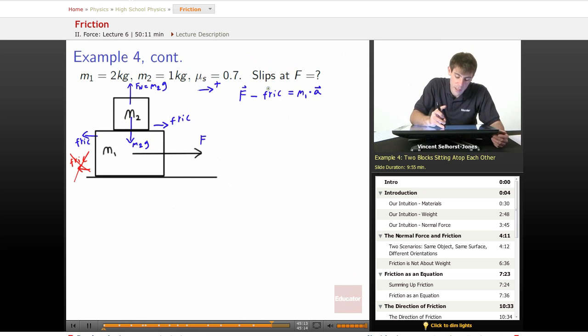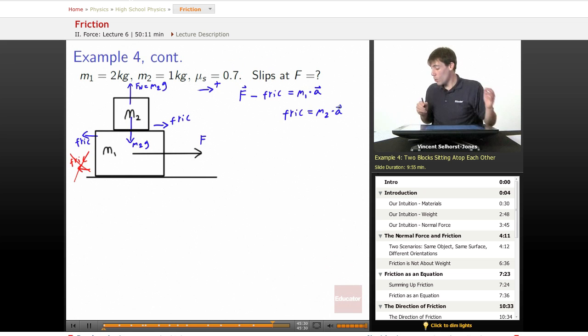Technically this one can't because it's a minus here and we have positive, but anyway. So F minus friction equals m1 times A. What is the forces on m2? Well, just friction equals m2 times A. All right, well, with that in mind, we can start to figure out what F is going to have to be equal to.